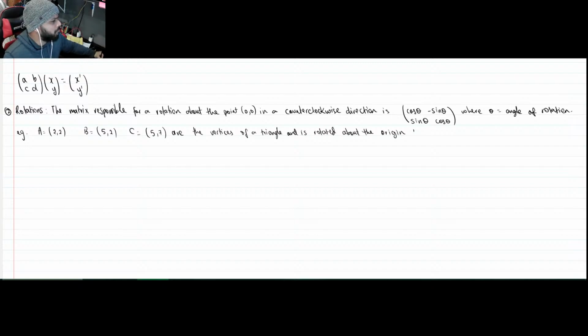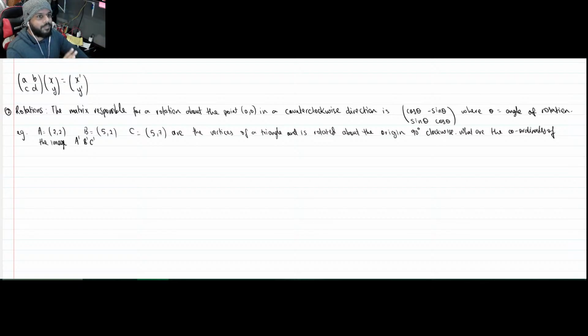Let me put it 90 degrees clockwise. What are the coordinates of the image points A prime, B prime, and C prime?